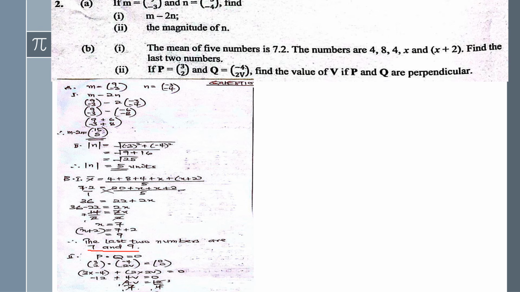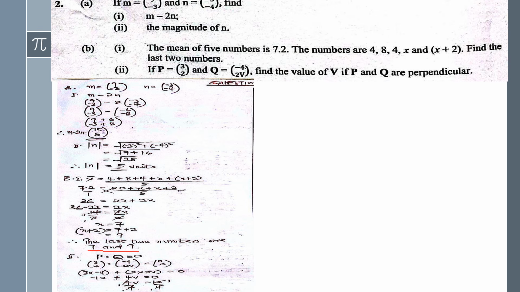For II, we have to find V if vectors P and Q are perpendicular. So for perpendicular vectors, their dot product gives 0. So (3, 2) for vector P, and then (-4, 2V) for vector Q, all equal to 0. So since we have to make V the subject, let us place much emphasis on it. So 2 times 2V will give us 4V equals 0.